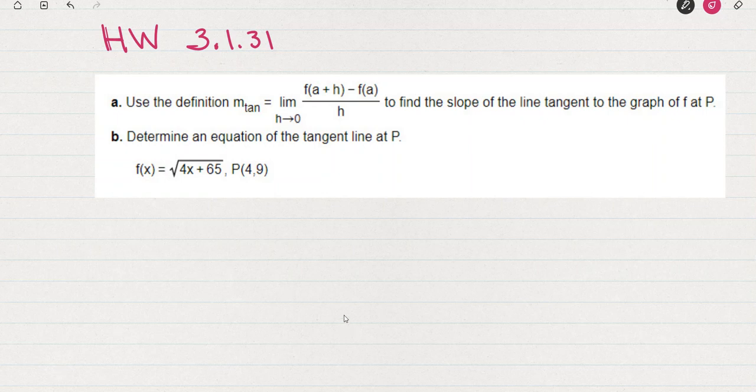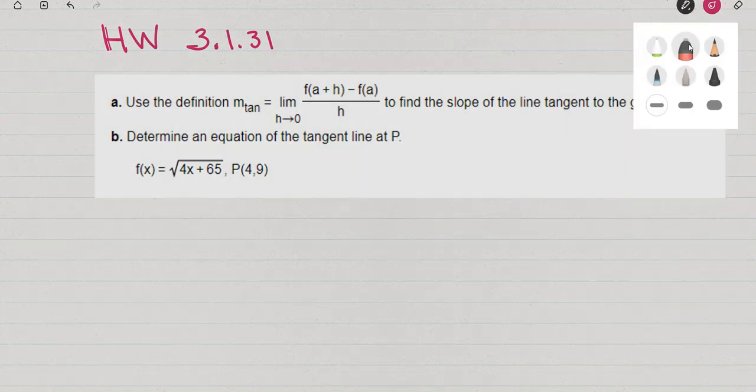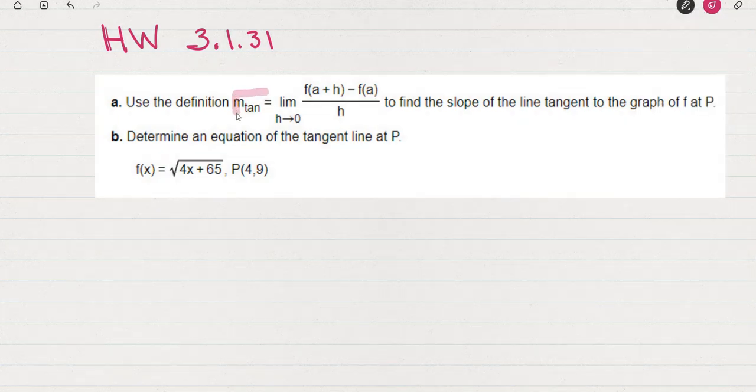This is a good example to look at because it reminds us of this important application of derivatives: the derivative at a, in this case at x equals 4, is going to give us the slope of the tangent line at a equals 4. So let's look at this problem.